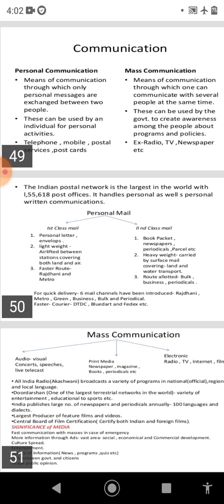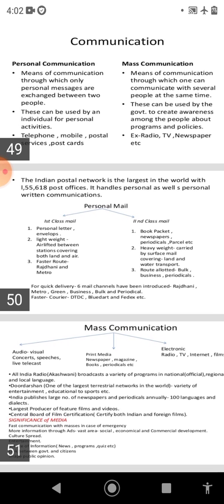The Indian postal network is the largest in the world. It handles parcels as well as personal written communication. Cards and envelopes are considered as first class mail and are airlifted between stations covering both land and air. Second class mail includes books, packets, registered newspapers, and periodicals. They are carried by surface mail covering land and water transport. To facilitate quick delivery of mails in large towns and cities, 6 mail channels have been introduced recently. They are called Rajdhani Channel, Metro Channel, Green Channel, Business Channel, Bulk Mail Channel, and Periodical Channel.